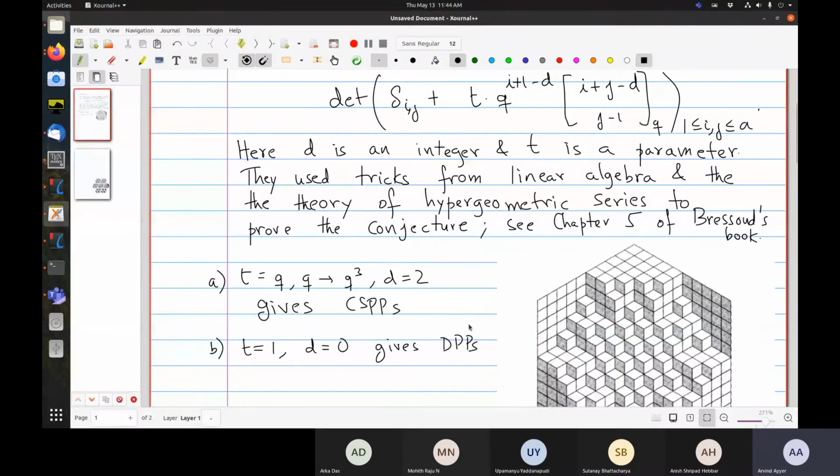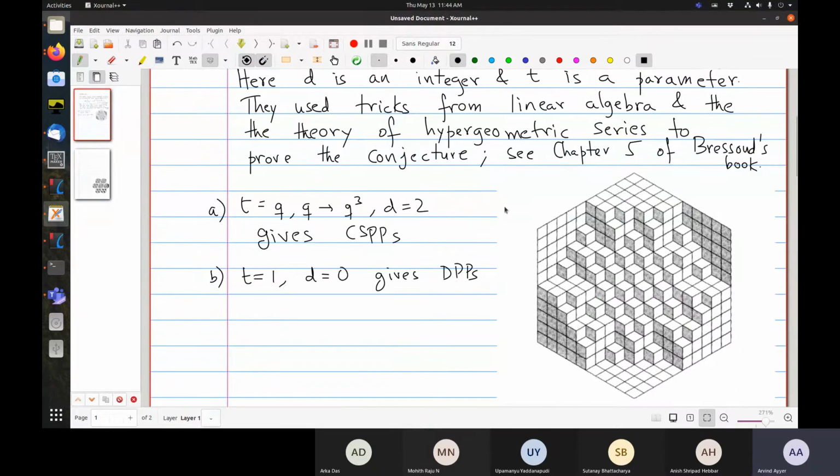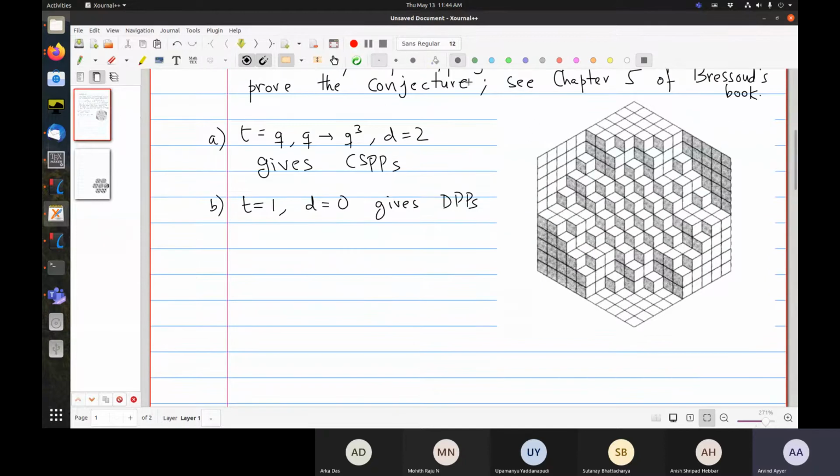I will not say much more about this. This is a fairly long-winded proof, and there's a lot of background on hypergeometric series which one has to go through to be able to prove this, but I leave it for you to go through if you're interested.